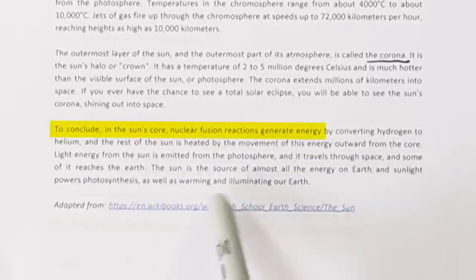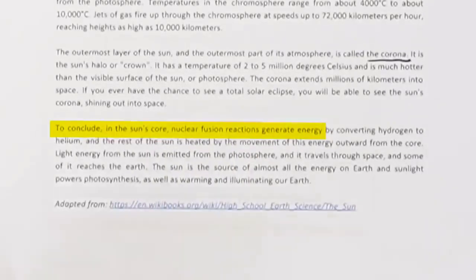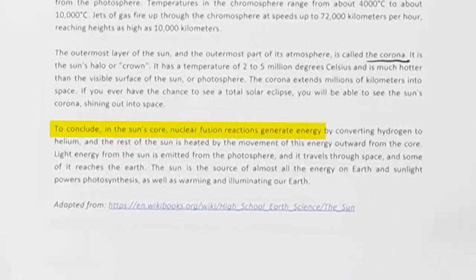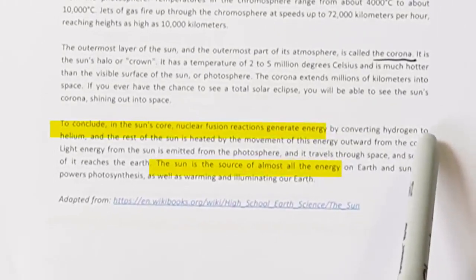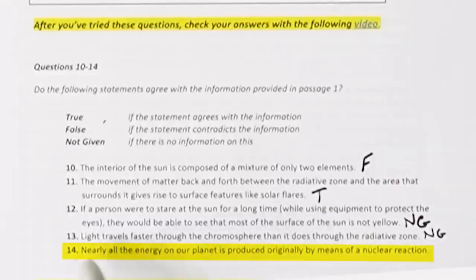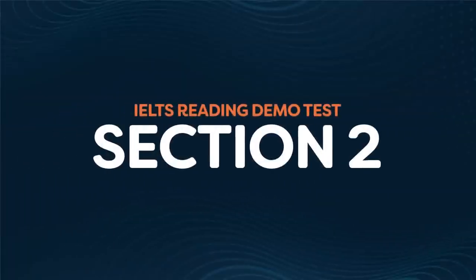The sun is the source of almost all the energy on Earth, and sunlight powers photosynthesis as well as warming and illuminating our Earth. So if we read this more carefully, to conclude, the sun's core, nuclear fusion. Nuclear fusion is a type of nuclear reaction. Generates energy, and that provides us with all our energy. Nearly all the energy. Almost all, nearly all mean the same thing. Nearly all, almost all produced by a nuclear reaction. This is true.